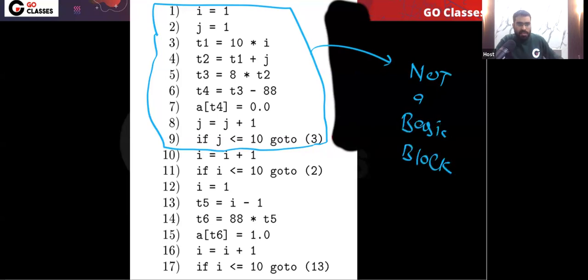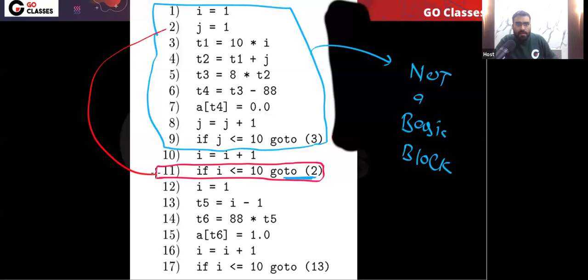The reason is, from this instruction it is possible to go to the second instruction. This is go to 2. Look at this instruction. It is saying that if this condition is satisfied, then jump to the second instruction. If i is less than or equal to 10, then you can go to instruction 2. Is this allowed in a basic block? Definitely it is not allowed.